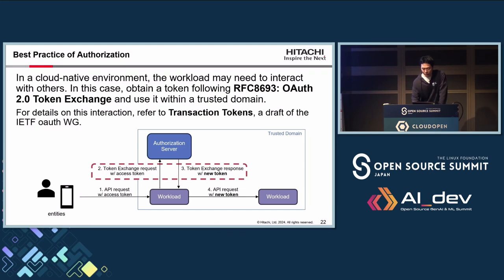Implementing token exchange like this provides two benefits. First, it enhances privacy by preventing personal information from leaking outside of the trusted domain. Second, it improves authorization by allowing downstream workloads to obtain more detailed information from the JWT on the upstream workload. Currently, the IETF OAuth Working Group is discussing this interaction as transaction tokens, and its activities are beneficial for this situation.